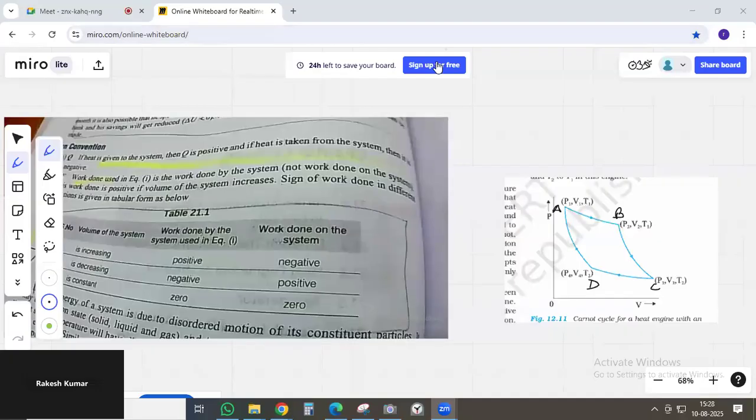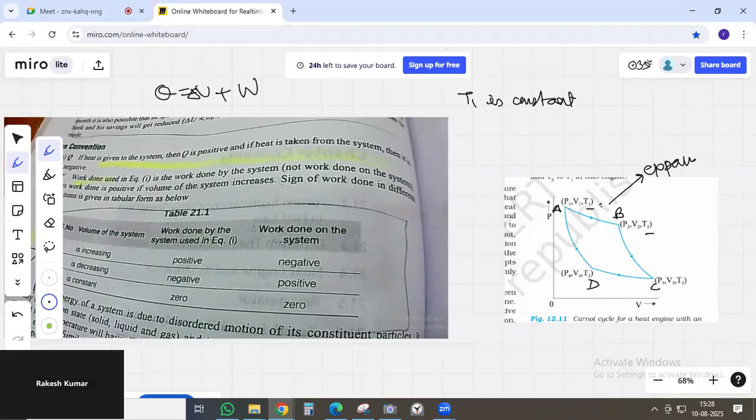देखो, first law is that Q is equal to delta U plus W. Acha, this is for A to B, you can make out the temperature is not changing. So T1 is constant, but the gas is expanding. So here expansion is happening. Acha, now if the volume is increasing, the work is positive.